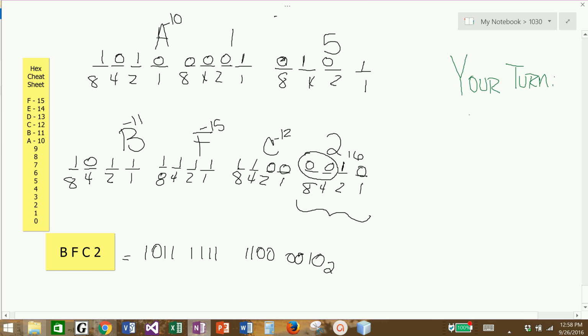All right, so I'm going to give you a hexadecimal number, and I want you to convert it to binary. The number is D29F. So if your answer is 1101, 0010, 1001, 1111, this 16-bit binary number, you got it right.